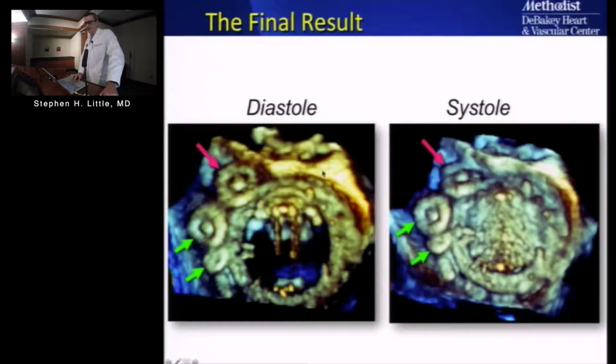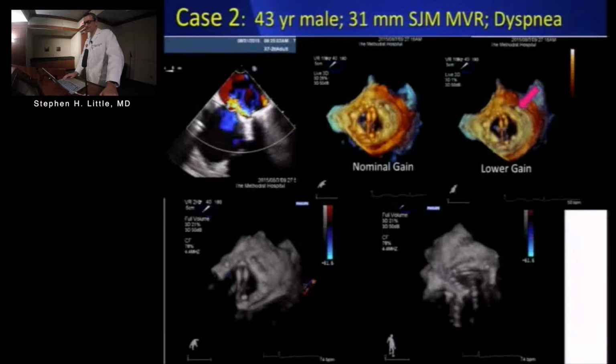This is sort of the end result. So in diastole and systole, 3 devices deployed. And that effectively would not be possible without using off-fast 3D views to do that.